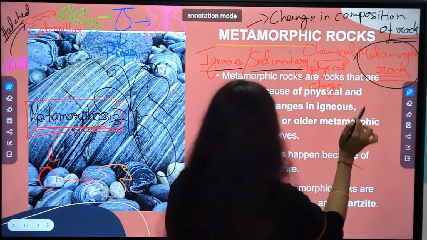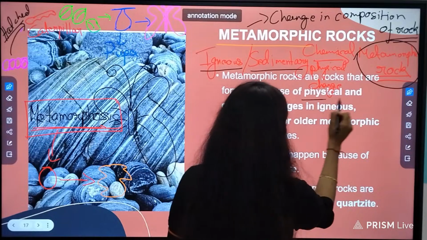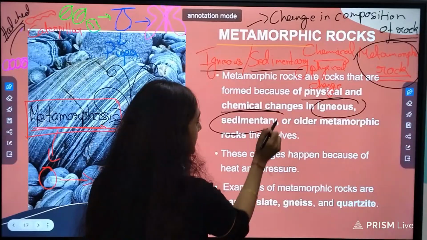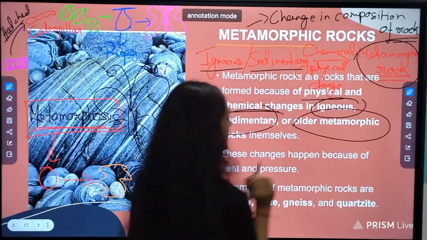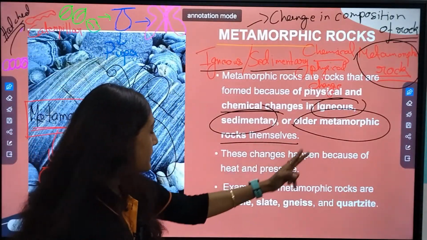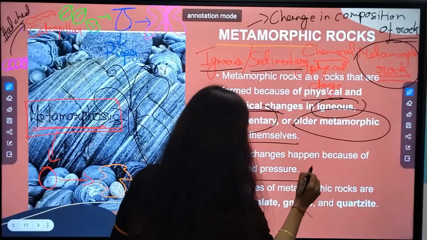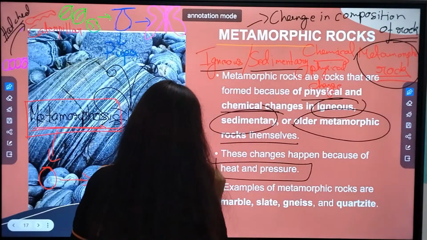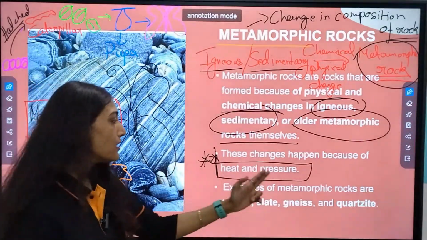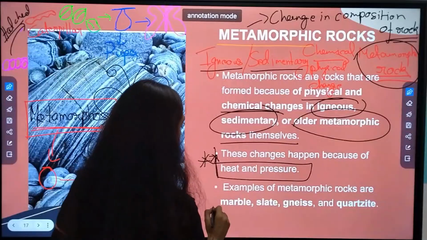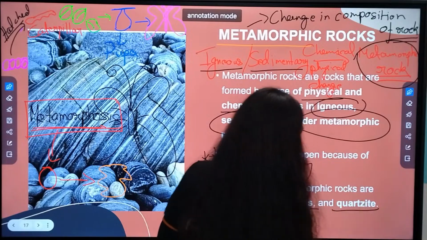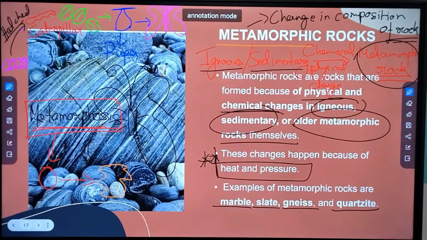Metamorphic rocks are rocks that are formed because of physical and chemical changes in igneous, sedimentary, or even older metamorphic rocks themselves. These changes happen because of heat and pressure. This is a very important point. Examples of metamorphic rock are marble, slate, gneiss and quartzite. Okay, now let's see.